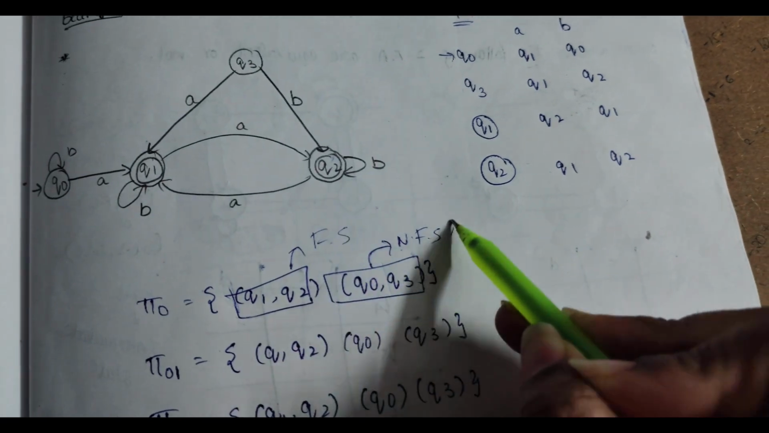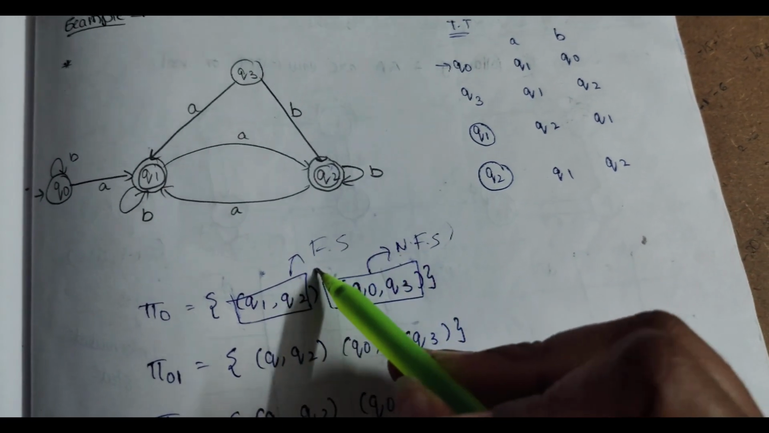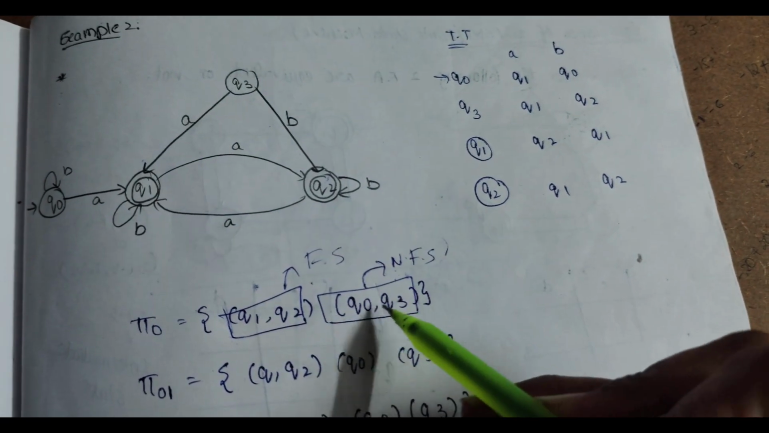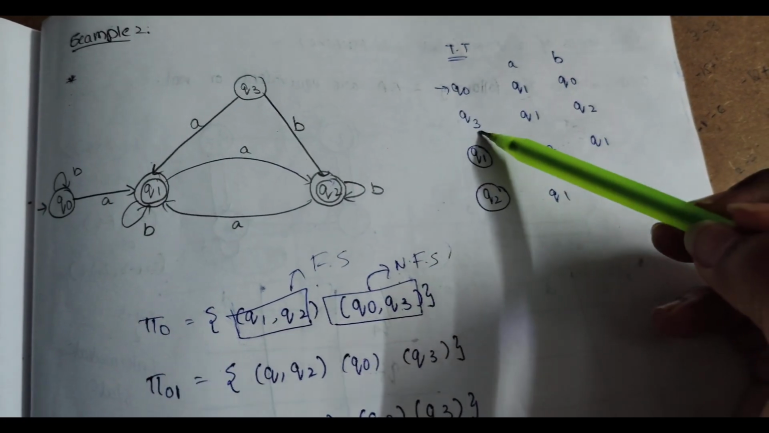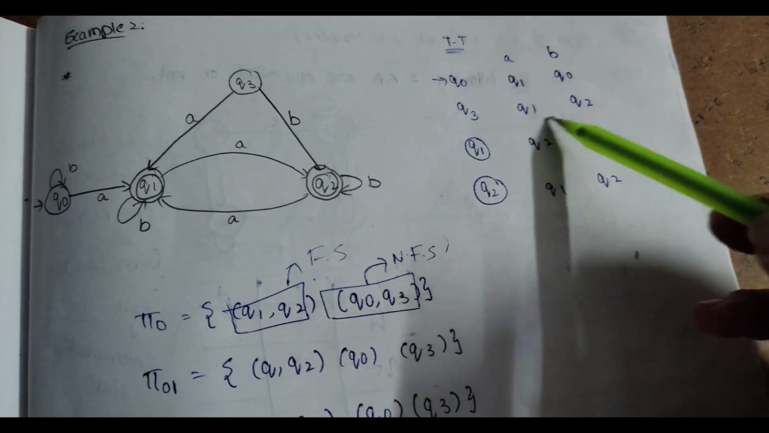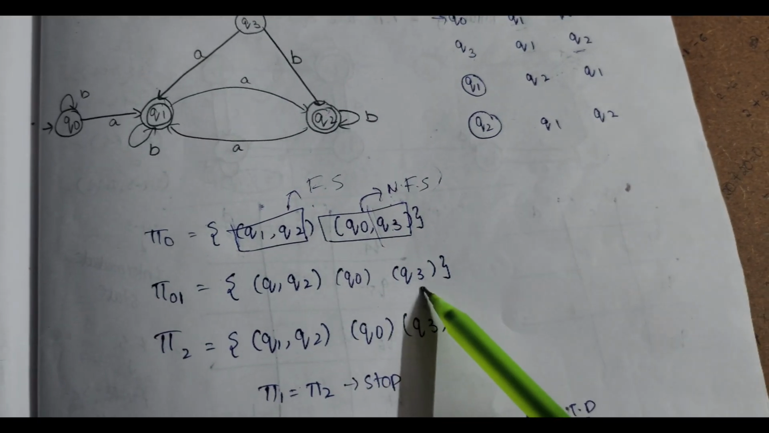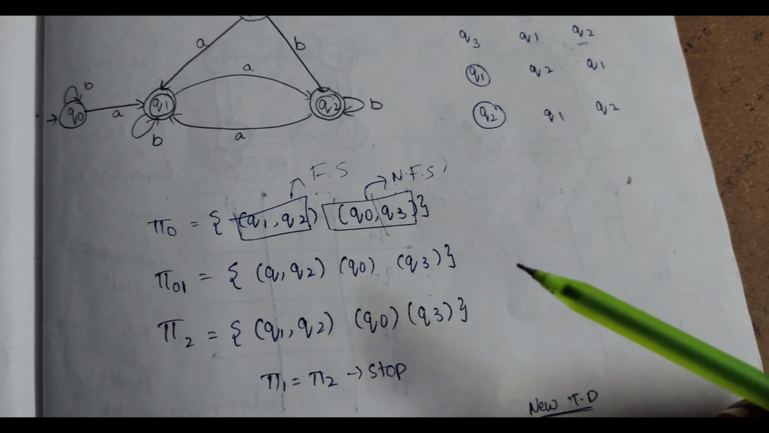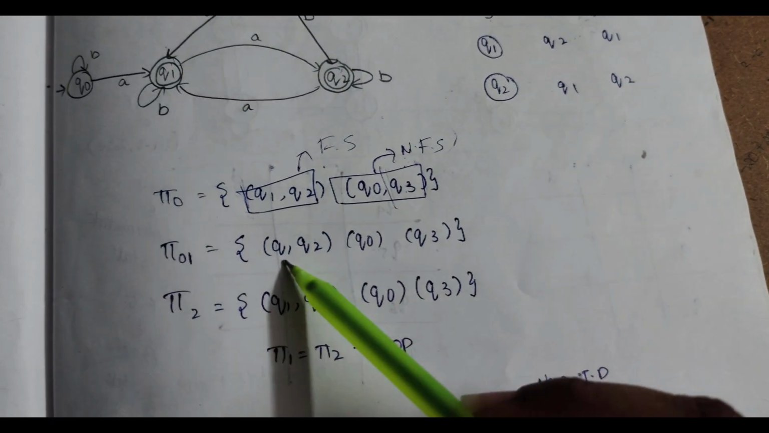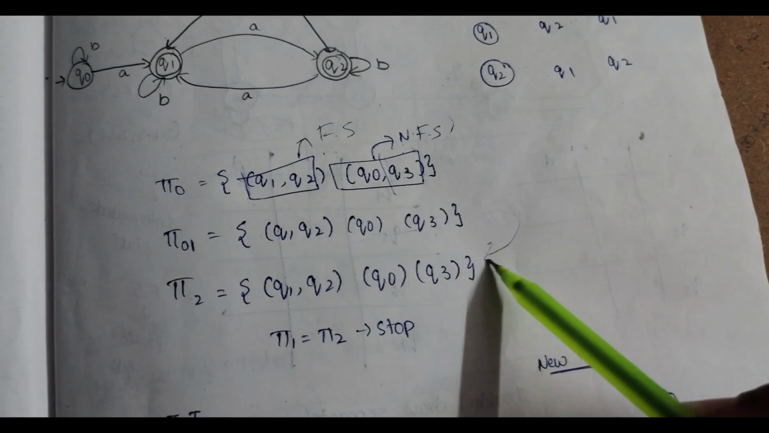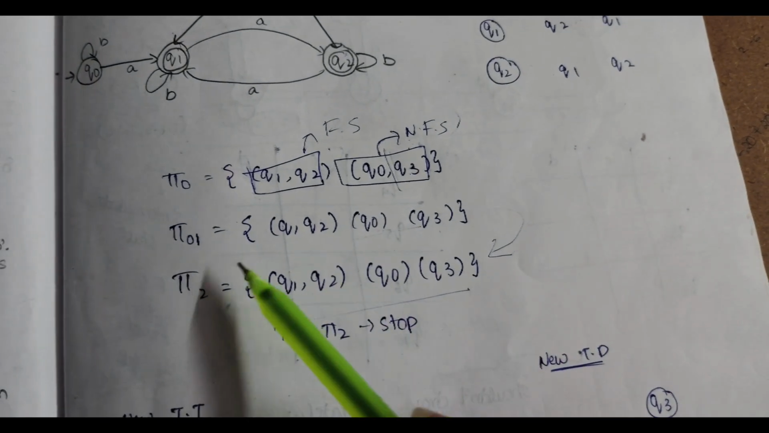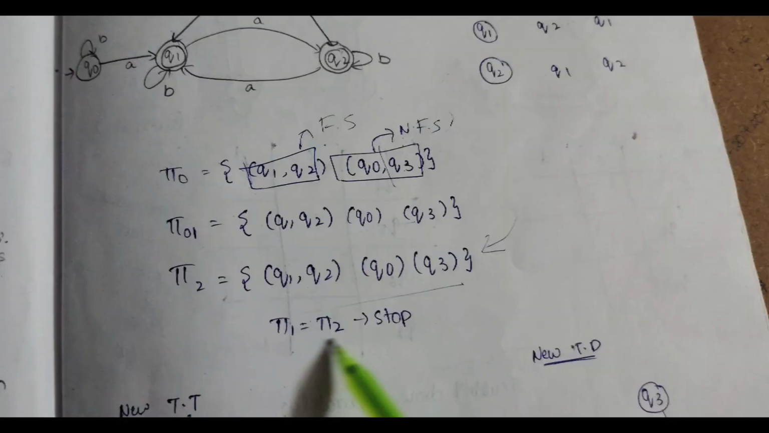Now check if these non-final states, Q0 and Q3, have these final states in their transitions. Q0 and Q3 have Q1 and Q2, so we'll split this further. Q0 and Q3: do we have any more states to split them? No. So we'll just stop here. The next pi will be the same. Here pi 1 is equal to pi 2, so we'll stop here.